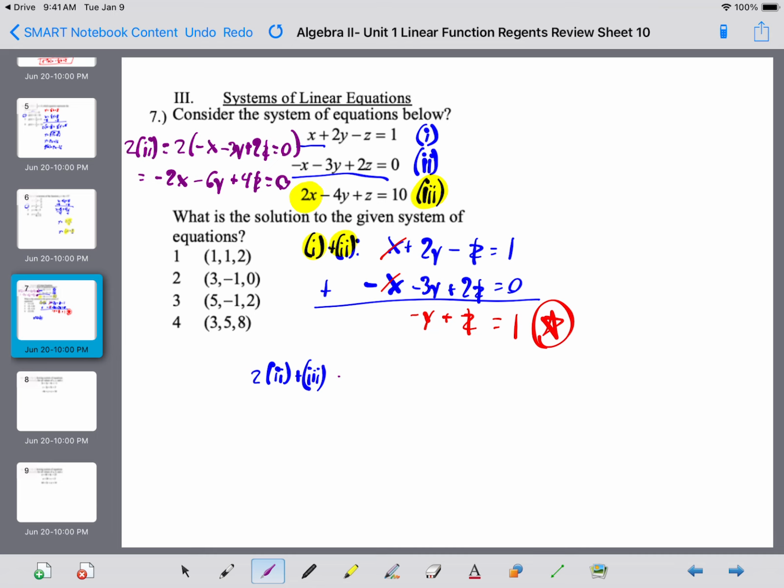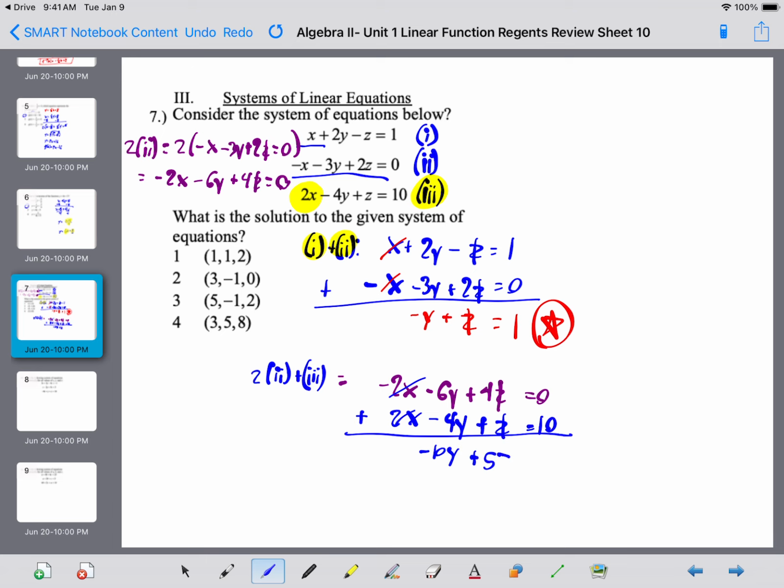So let's write that. Negative 2x, 2 times equation 2 is negative 2x minus 6y plus 4z equals 0. And then equation 3, we already have, it's 2x minus 4y. It's given in the question. Add those up. Cancels out. Negative 10y plus 5z equals 10. And we'll call that equation triangle.